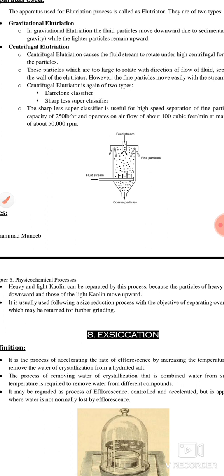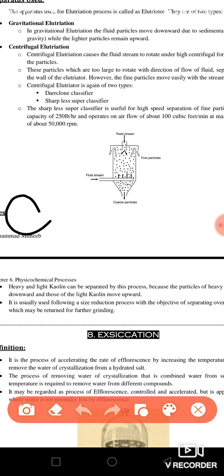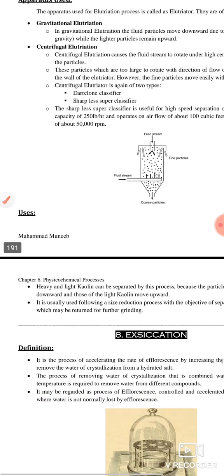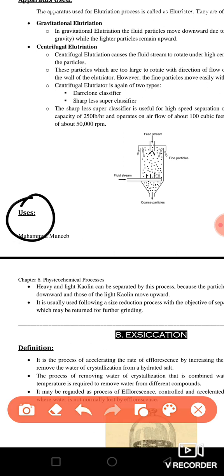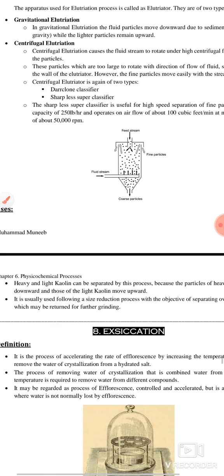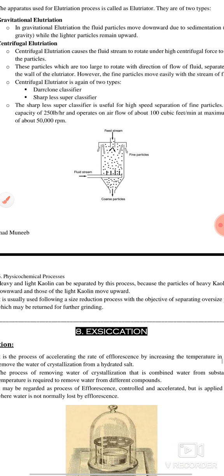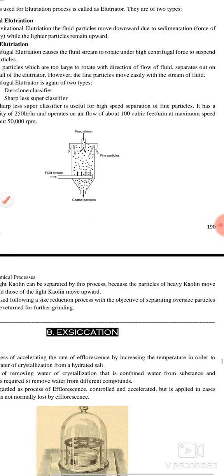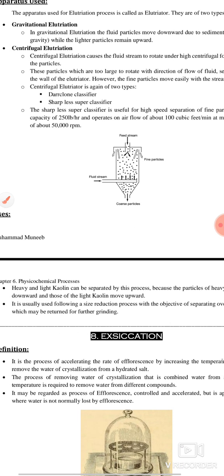So these are the uses. Heavy and light kaolin can be separated by this process because the particles of heavy kaolin move downward and the lighter ones move upward. It is also used in the side direction for separating the particles from each other.